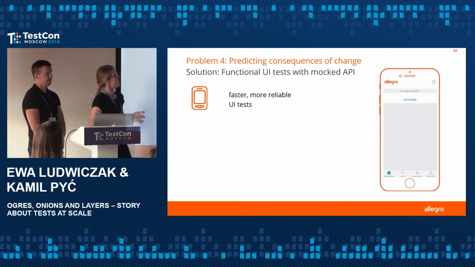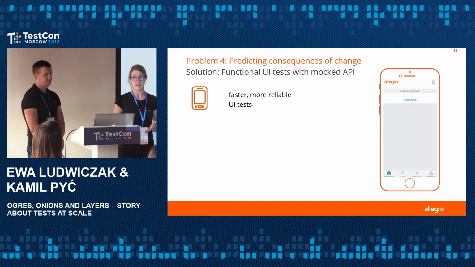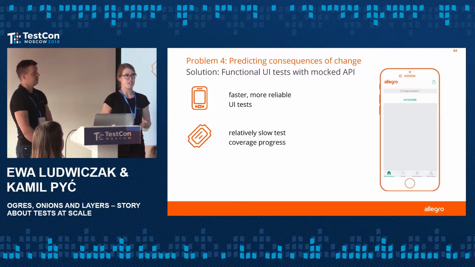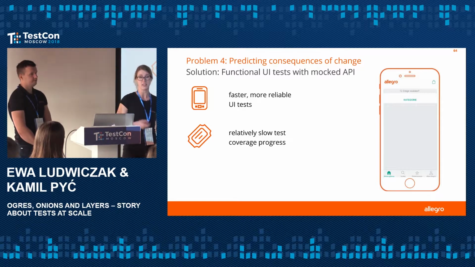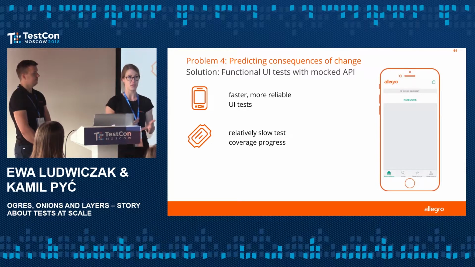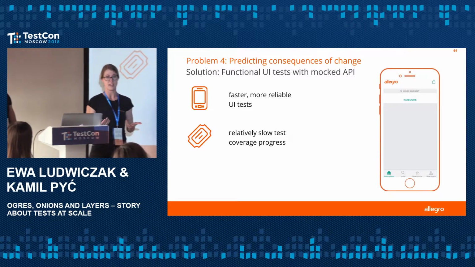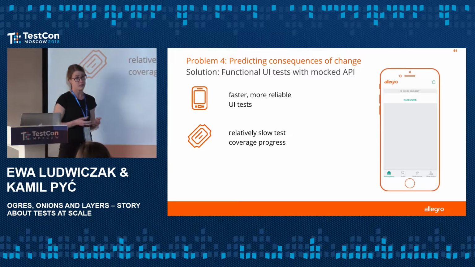So we were happy to have faster and more reliable UI tests because they were independent of internet connection and backend stability. But at the same time, we noticed that our test coverage progress slowed down because not only did we have to write tests, but also we had to stub the responses and validate the schemas. So this process was a bit longer and takes a little bit more time.